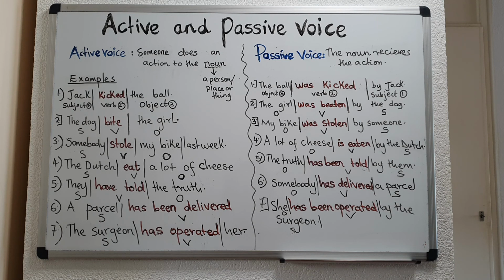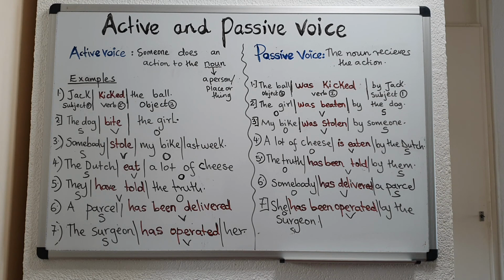Now, to conclude this lesson, I will remind you that to change a sentence from the active to the passive, you have to pay special attention to a number of things. Number 1, change the sentence to passive by beginning with the object, followed by the verb, and you end the sentence with a subject. But if you're writing a sentence in the active voice, begin with the subject, followed by the verb, and end with the object.